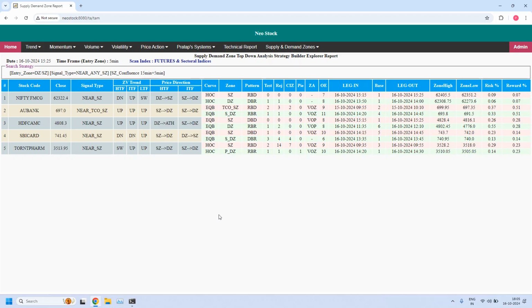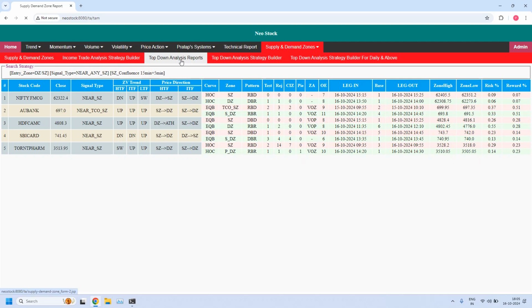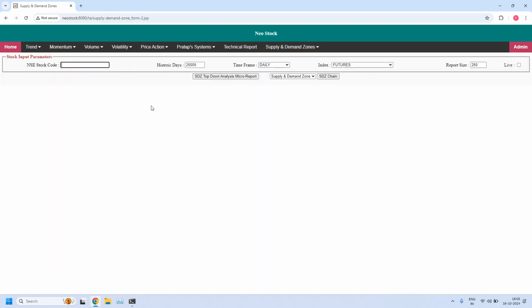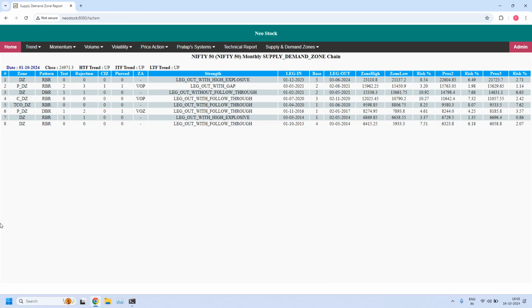So the next set of reports are about NIFTY and BANKNIFTY supply demand zone chain. Let's start with NIFTY 50 starting from monthly time frame. So I am generating monthly supply demand zone chain for NIFTY. So this is NIFTY monthly supply demand zone chain.